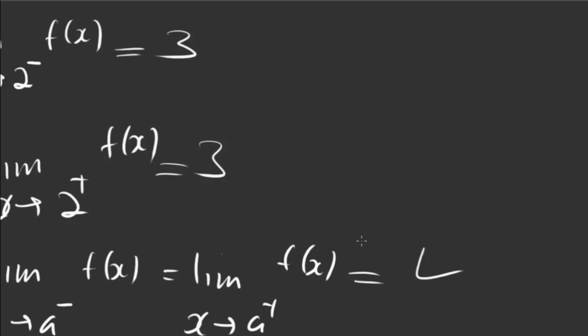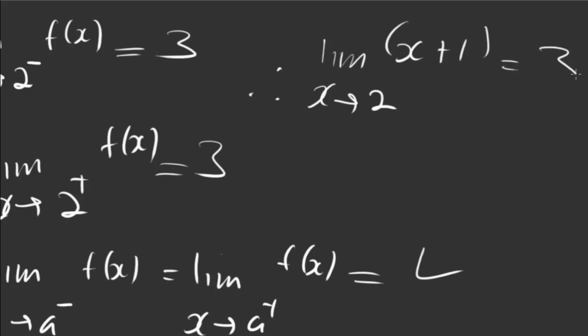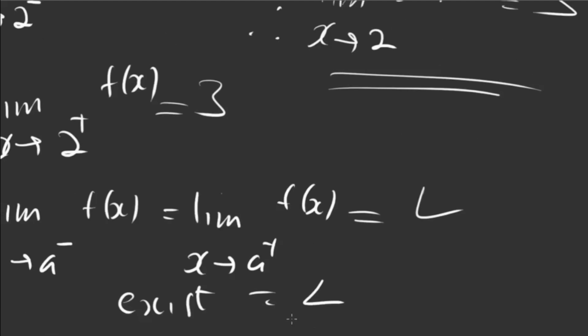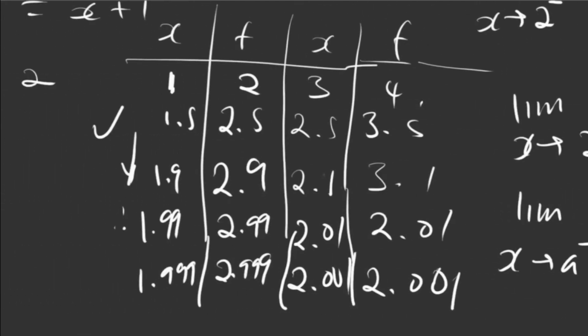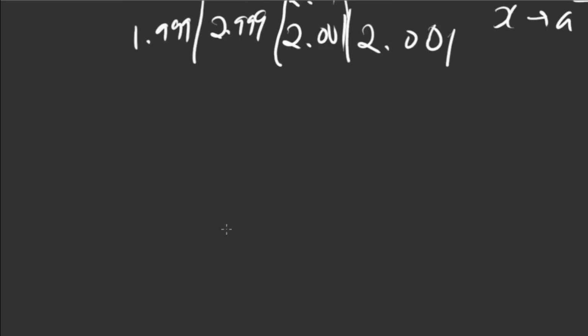So therefore our limit as x goes to 2 of x plus 1 is equal to 3. So that's the answer. So now, friends, let me give you some of the properties of limits, how you evaluate them, of different functions.